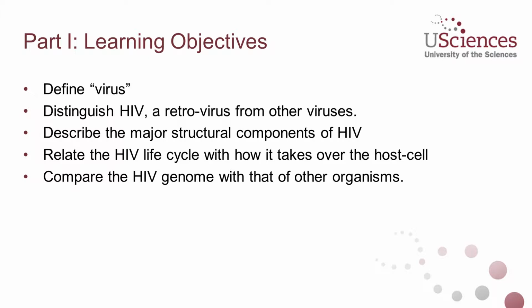So the learning objectives for the first part, the 9 genes of a killer, are that you would be able to define what a virus is, that you could distinguish HIV, which is a retrovirus, from other viruses, that you would be able to describe the major structural components of HIV, also that you can relate the HIV life cycle with how it takes over the host cell, and then compare the HIV genome with that of other organisms.